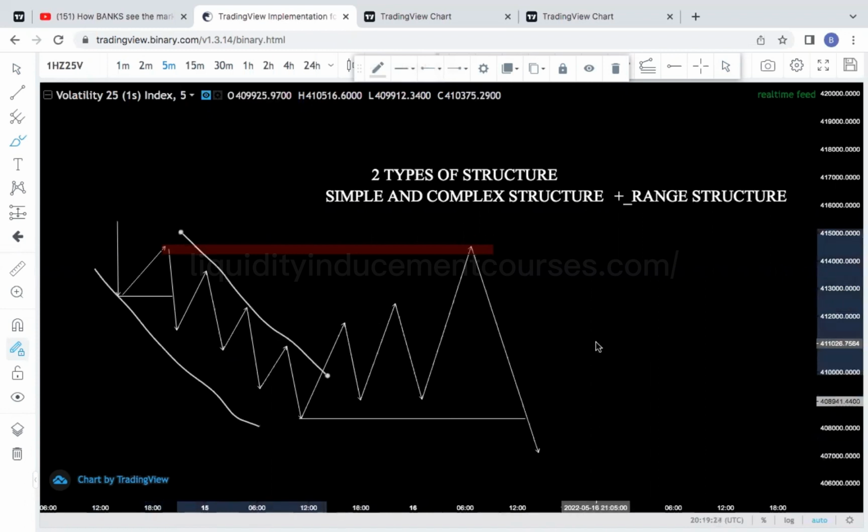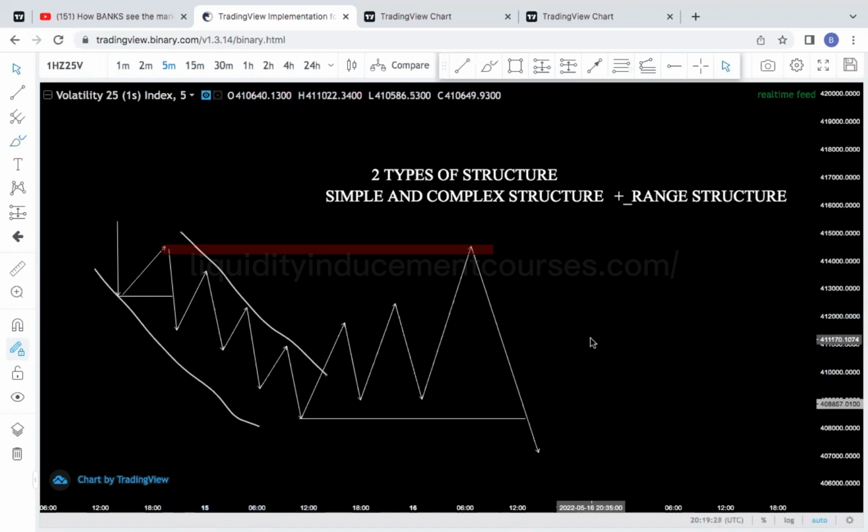Okay, now what determines a complex structure is where we have a combination of shallow corrective wave and deep corrective wave. Shallow corrective wave and deep corrective wave are what forms a complex structure. Okay, now what is a shallow corrective wave? A shallow corrective wave is when price pulls back inside of the range.